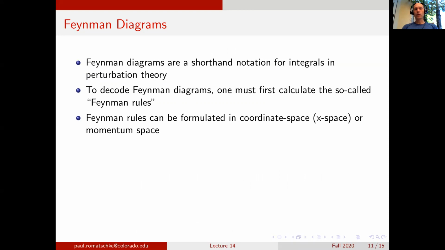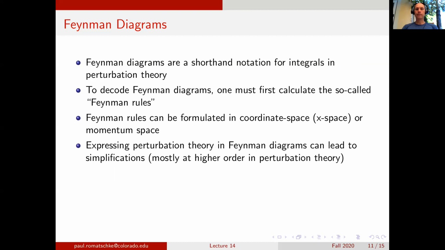The Feynman rules can be formulated either in coordinate space, or just x space, or they can be formulated in momentum space. It is possible to express perturbation theory in terms of Feynman diagrams. And if we do so, there are some elements that actually are simpler. Most of the simplifications occur at higher order in perturbation theory. So if we limit ourselves to low order perturbative results, there's essentially no direct gain by using Feynman diagrams. So we can as well use the integrals.